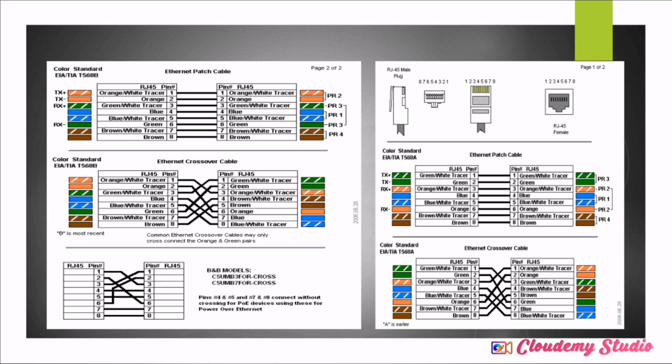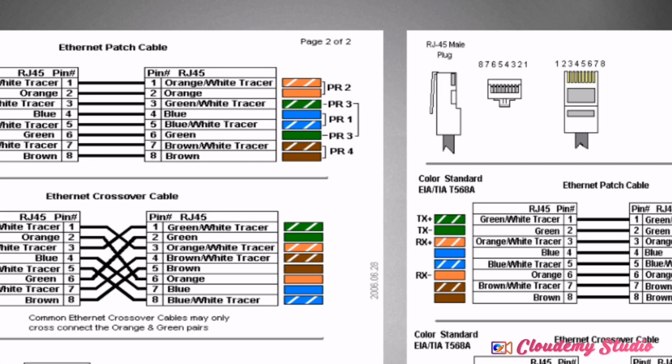Like the one I was talking about: orange white, then orange, green white, then blue, blue white, green, brown white, then brown. So you should understand this first one. These other ones I cannot talk about for now, I may confuse you, but know the commonest one, the one that you'll be using most of the time when installing CCTV or when making the RJ45 cable using the RJ45 connectors or the network cable. Sure, so you can study this in your own free time.